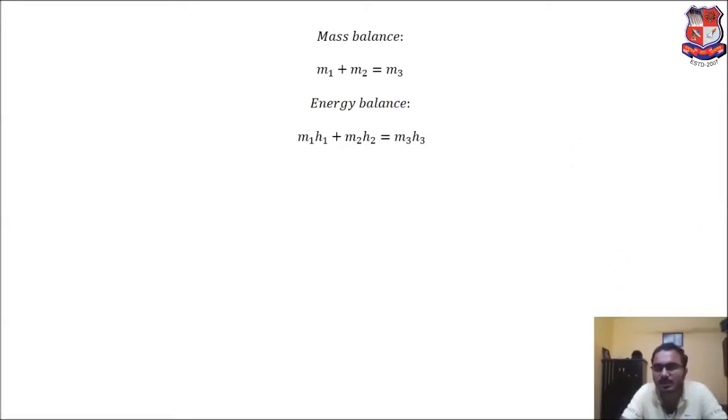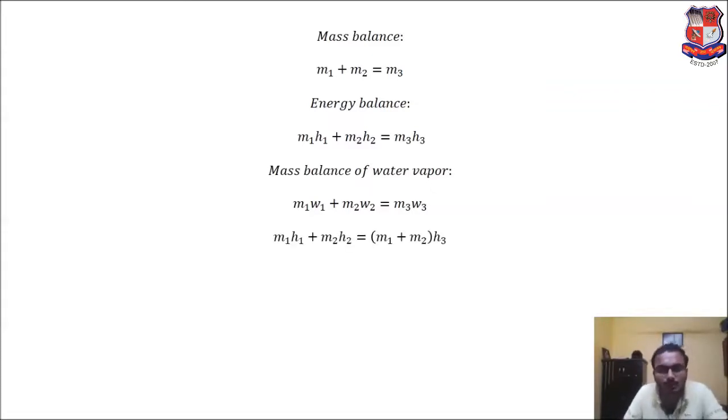Energy balance is given by this equation, M1H1 plus M2H2 is equal to M3H3, and the mass balance of water vapor can be written with this formula, that is M1W1 plus M2W2 is equal to M3W3. Now if you see carefully, we have combined the mass balance equation and energy balance equation by replacing M3 with M1 plus M2. So when you combine the first and second equation, we will get this fourth equation, and then we can go ahead with this simplification and we will obtain the ratio of M1 to M2.